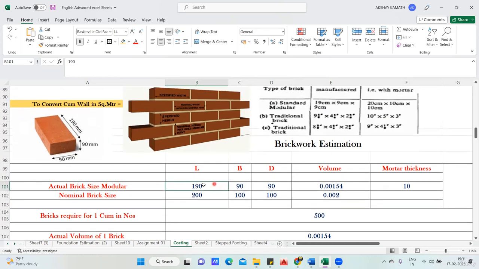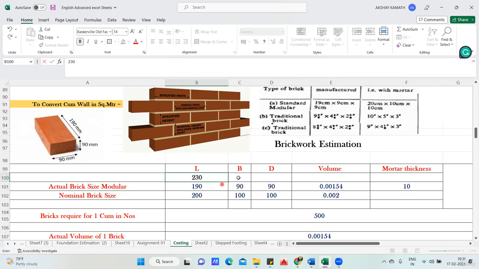In some places, you may get a brick of 230 mm also. The length will be 230, and this will be 9 inch by 4.5 inch. So it's written here 4.5 inch, which comes out to be 115, and this will be 75 mm. So this kind of brick is also available in the market. Right now, this one, 9 inch by 4.5 inch by 3 inch, which is 230 by 115 by 75. So it all depends on how the brick is manufactured, who is going to manufacture, and in which place the brick is available.